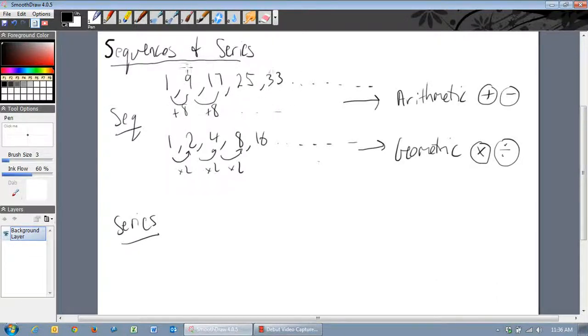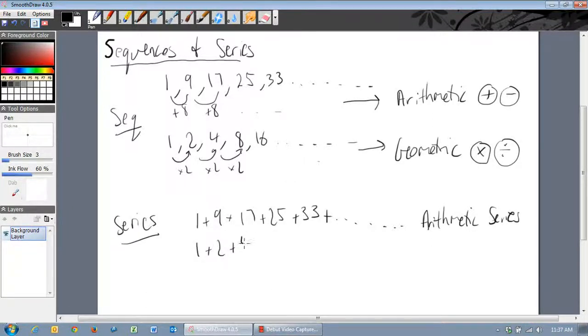Okay, so if we took this arithmetic sequence up here, then the series would be 1 plus 9 plus 17 plus 25 plus 33 plus dot dot dot on for whatever. Okay, so that's called a series, and because the numbers are all going up by 8 each time, that's called an arithmetic series. Okay, fantastic. And there we've got this geometric sequence here. What would the equivalent geometric series be? It would be 1 plus 2 plus 4 plus 8 plus 16 and on forever, like that.